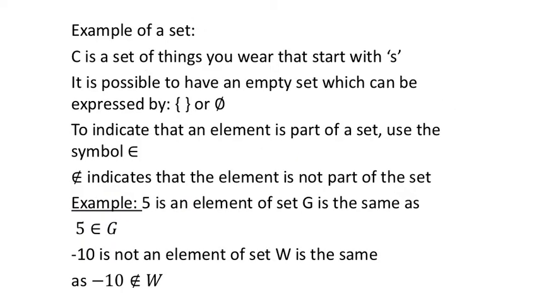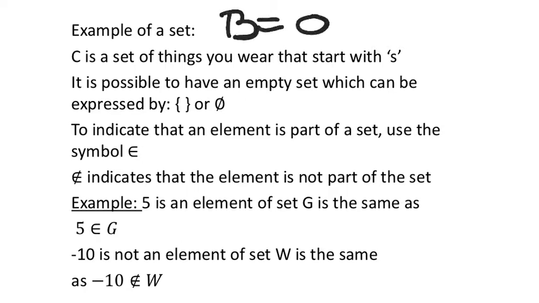Example of a set. C is a set of things you wear that start with S. So those 2 sets we could have said it is set C. Maybe set S would be more appropriate. But it's possible to have an empty set, which, see the brackets right there? It's just empty. It just has nothing in between it. Why do we have the brackets there at all then? Well, I don't know. I mean, they are fancy after all. You could use this symbol right here that indicates that a set is empty. So like if C were, let's use a different letter, right? Like B.